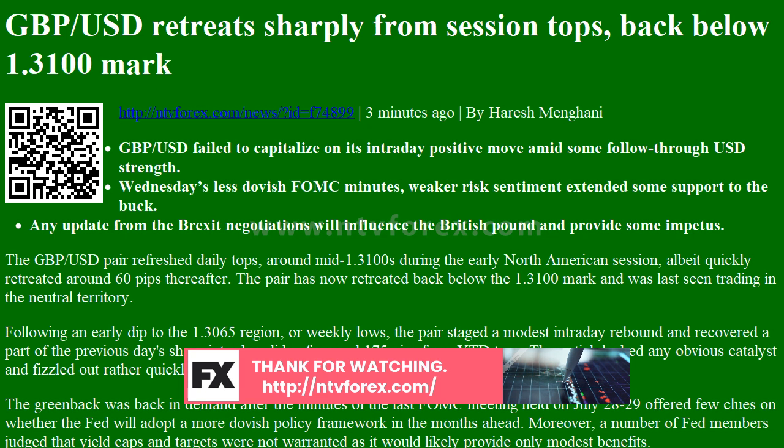It will now be interesting to see if the pair is able to attract any dip buying at lower levels or extend the slide further towards challenging the key 1.3000 psychological mark, as investors await fresh updates from the ongoing EU-UK Brexit talks. Technical levels to watch.